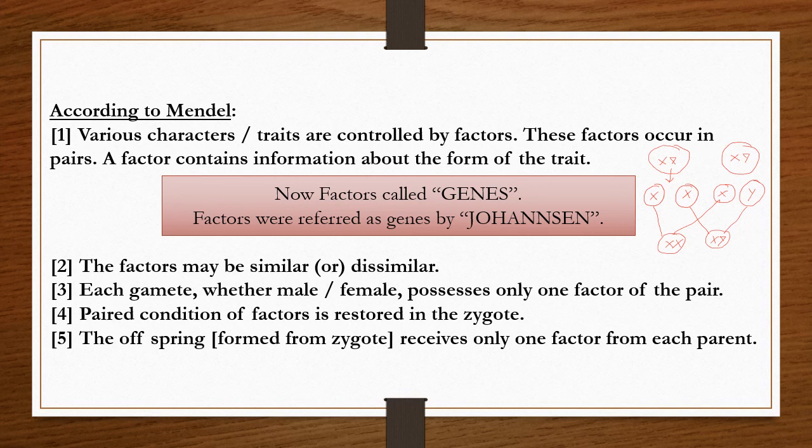So the offspring formed from the zygote receives only one factor from each parent. It is clear here, X and Y. The X is received from the mother, and the Y is received from the father. So it receives only one factor from each parent according to Mendel's law of inheritance.